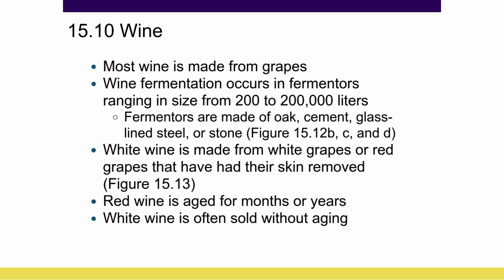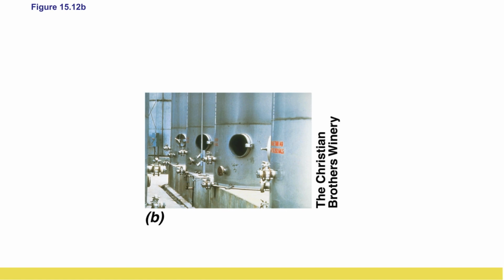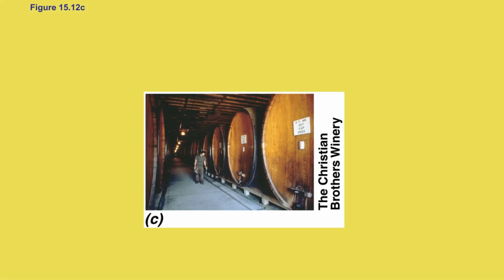Red wine is typically aged for months or even years to develop its flavor, while white wine is often sold without much aging. Figure 15.12b shows an image of large oak barrels used for wine fermentation and aging. Figure 15.12c is a photograph of the Christian Brothers Winery, showing the scale of their operation.